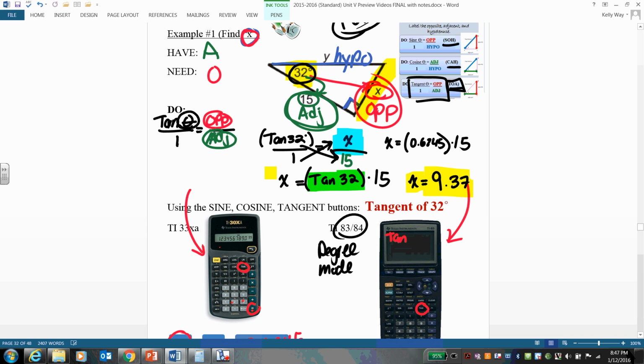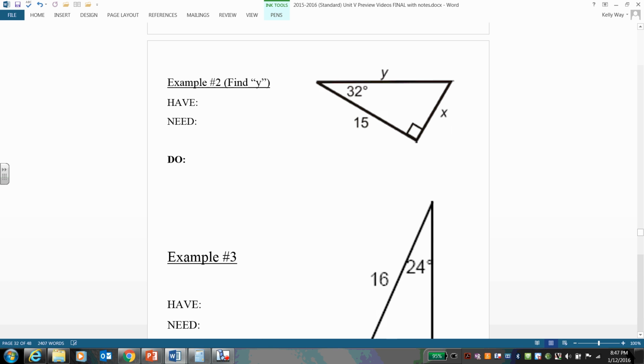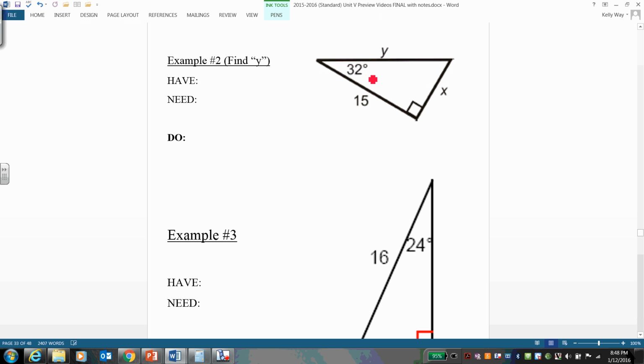No, this doesn't make sense quite yet. Let's do another problem together. Now we're going to find y. We're going to start by labeling opposite, adjacent, and hypo, just like we've been doing. So from 32, this is opposite. This is adjacent. That right angle gives us our hypo. And we're going to shoot for y now. That's what we're shooting for.